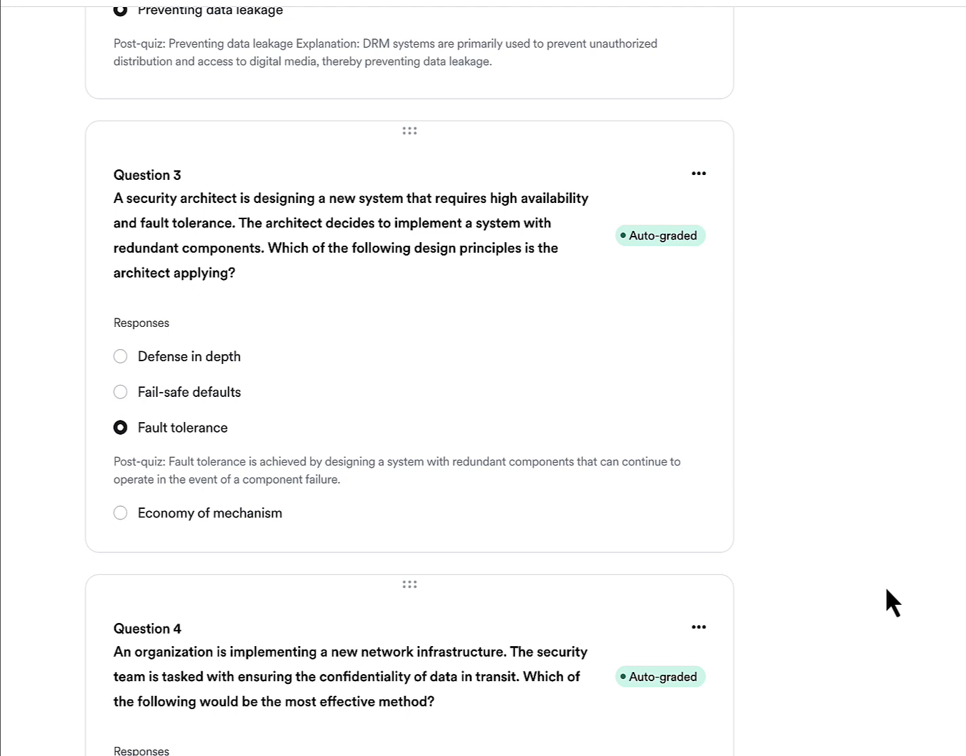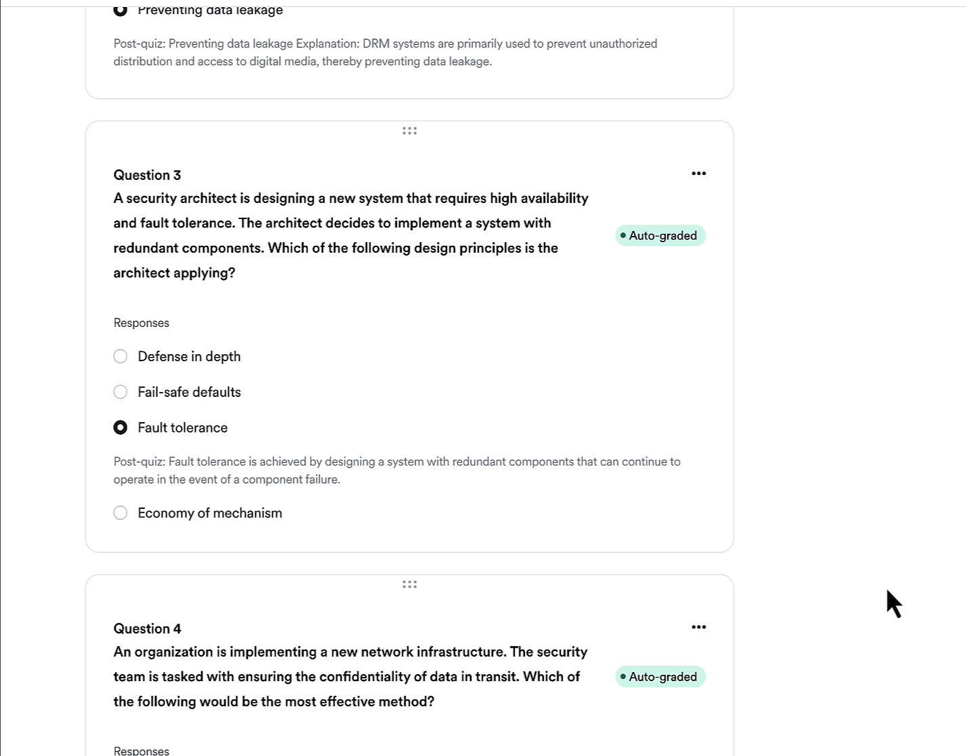Question 3. A security architect is designing a new system that requires high availability and fault tolerance. The architect decides to implement a system with redundant components. Okay, so that's basically more than one. Which of the following design principles is the architect applying? A, defense in depth. B, fail-safe defaults. C, fault tolerance. Or D, economy of mechanism.